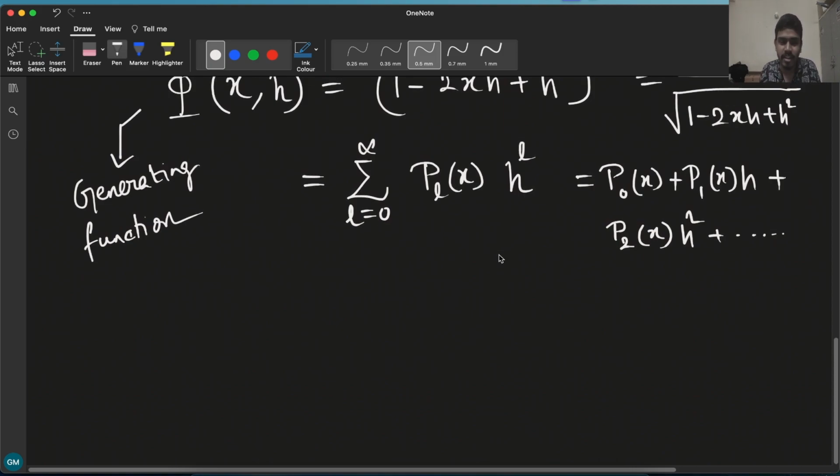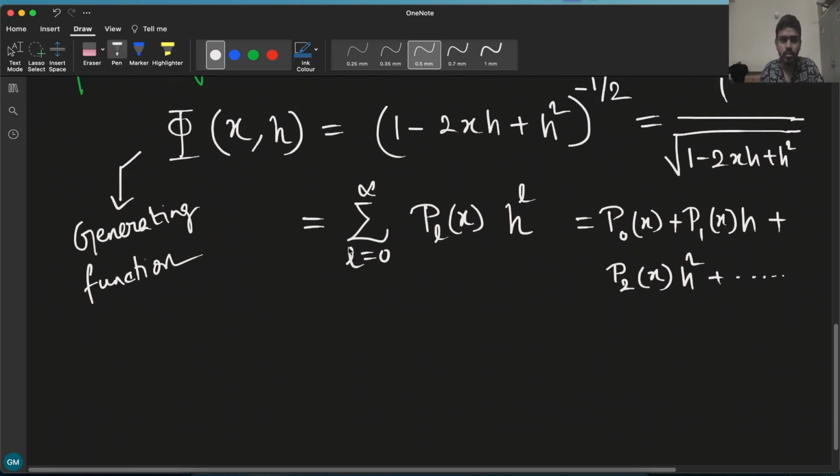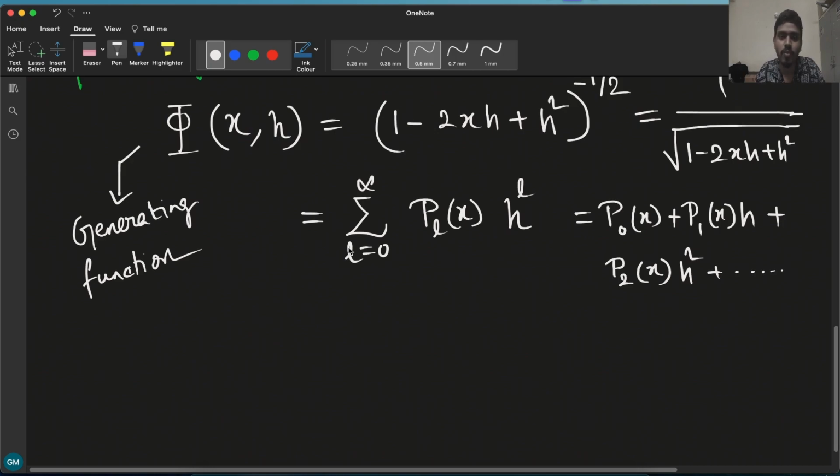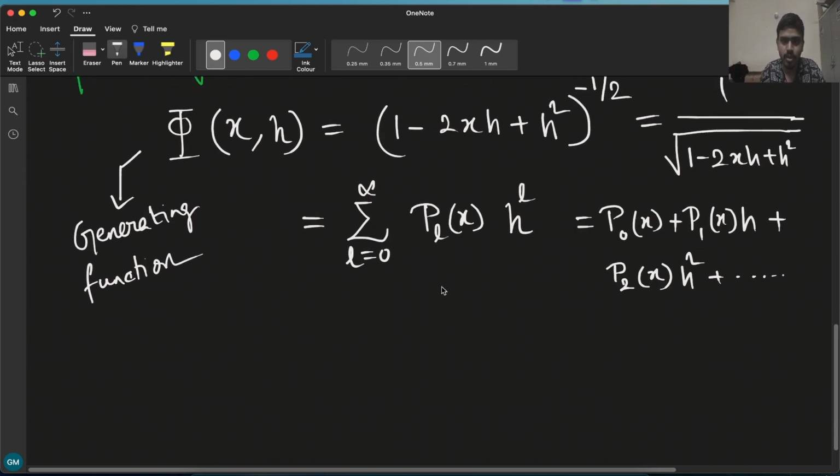So let's verify that this expansion indeed gives us the Legendre polynomials. This is not a proof, this is just a verification. After the verification, I will formally prove it. This is just to show how you can generate the Legendre polynomials from this generating function.